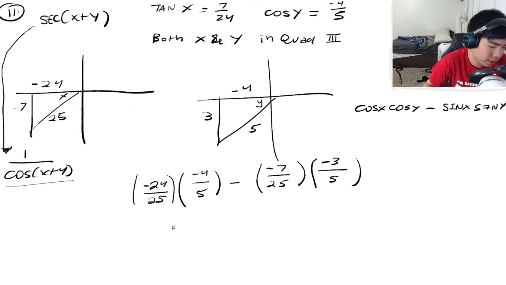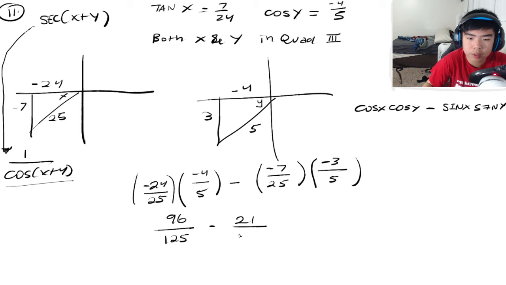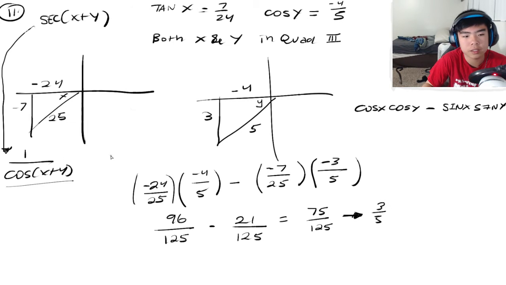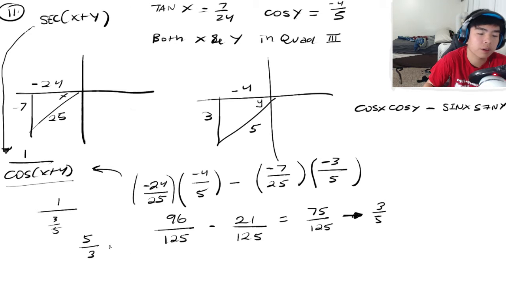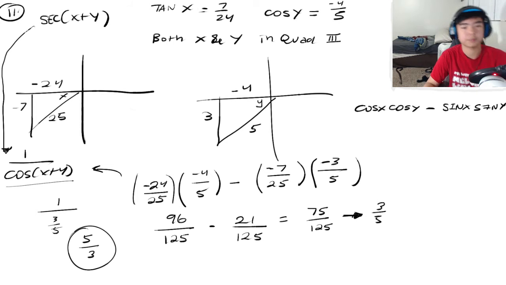So if you do all this together, you're gonna get 96/125, right? Subtracted by, and then this will be a positive, so 21/125. So the answer, you'll get 75 over 125, which is pretty much 3/5. Yeah, my bad. Took me a long while to think. 3/5, but that's not the answer, because what we worked was this equation. We forgot to invert it. So 1 over 3/5 is the reciprocal, 5/3, and that should be the correct answer. All right, next up.